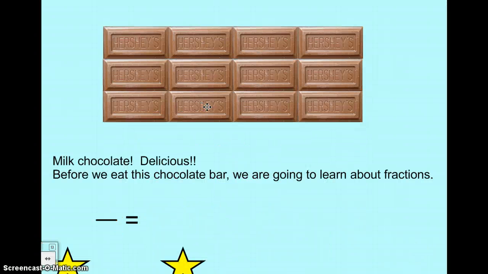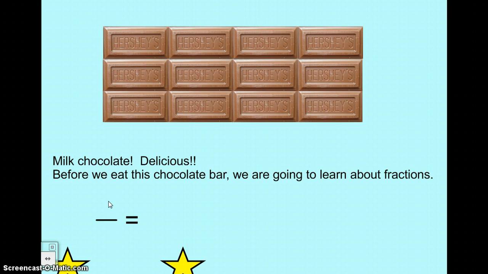Here's your Hershey bar. Let's count all the pieces. 1, 2, 3, 4, 5, 6, 7, 8, 9, 10, 11, 12. Everyone have all 12 pieces? Great job. So we have 12 over 12, or 12 twelfths, right? 12 twelfths equal 1 whole.